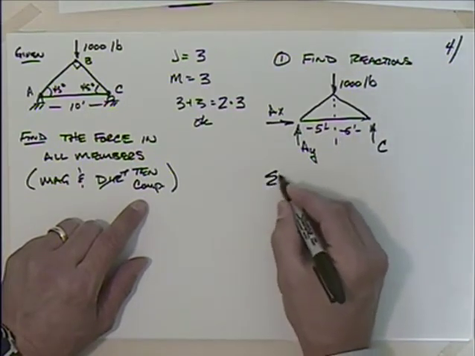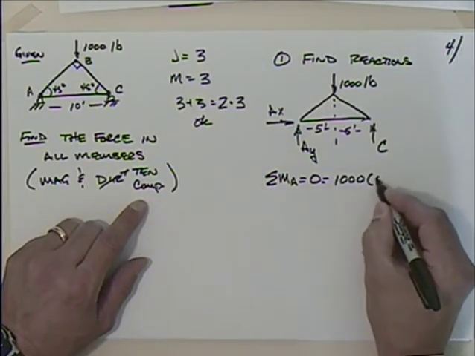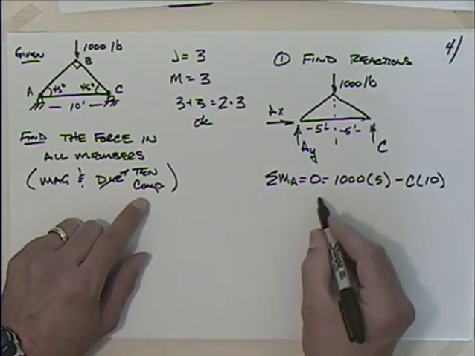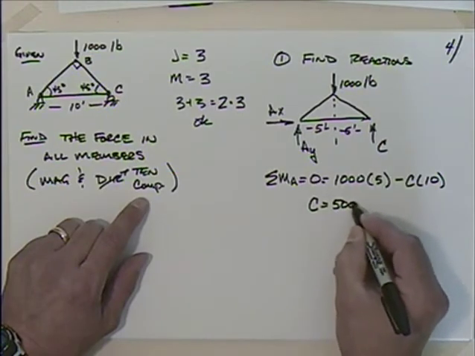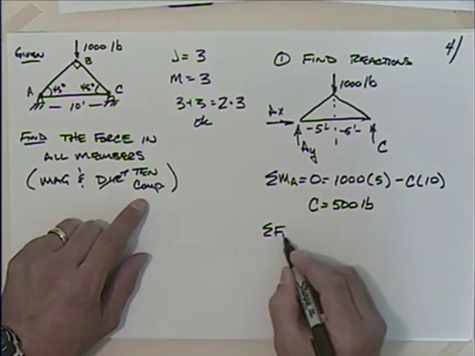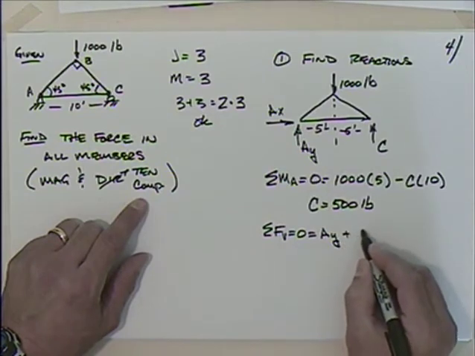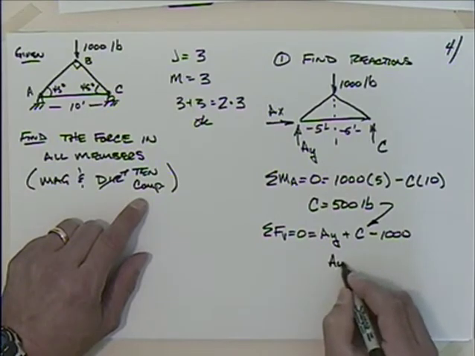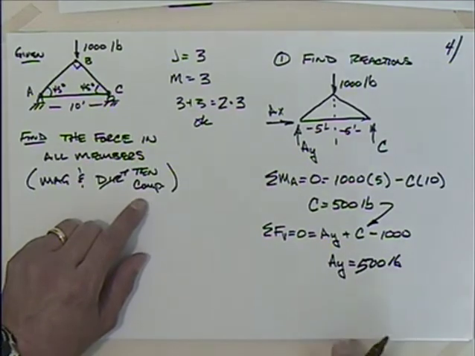And if I sum the moment about A, setting that equal to 0, I have 1,000 times 5 minus C times 10. So C turns out to be equal to 500 pounds, doesn't it? Most of you, just by inspection, would probably recognize that. But if we were then to sum the forces in the vertical direction, setting that equal to 0, I have AY plus C minus 1,000. We make the substitution for C. And AY is also equal to 500 pounds. Okay, so we've got those.